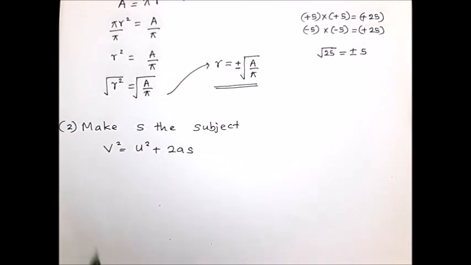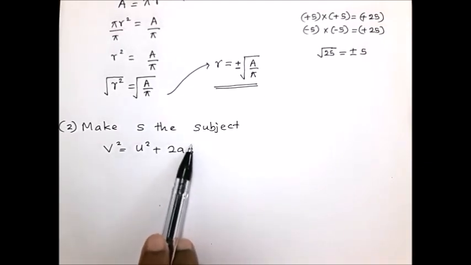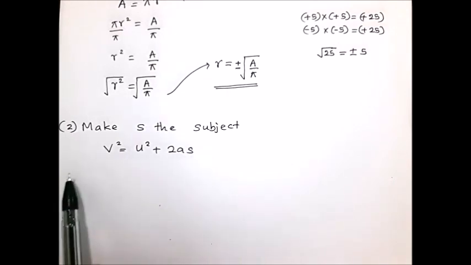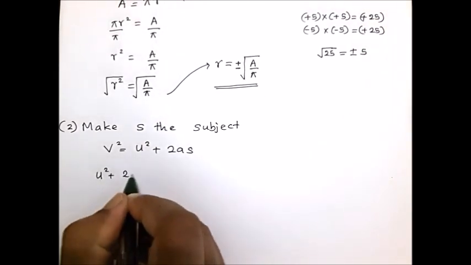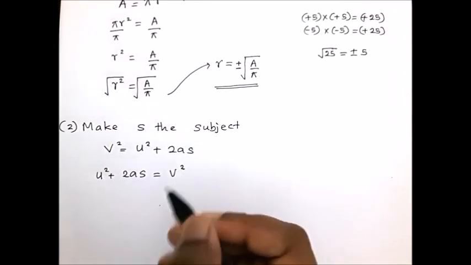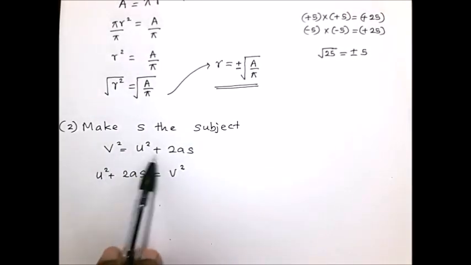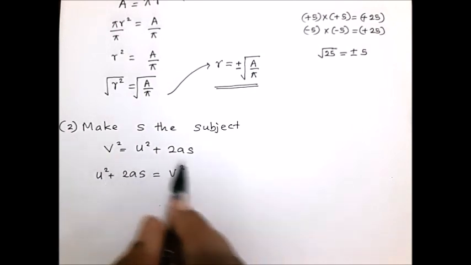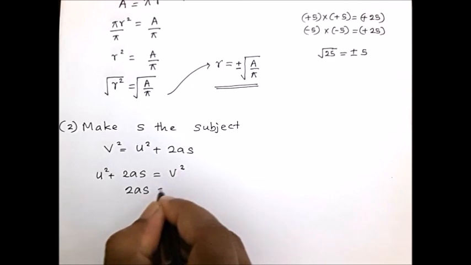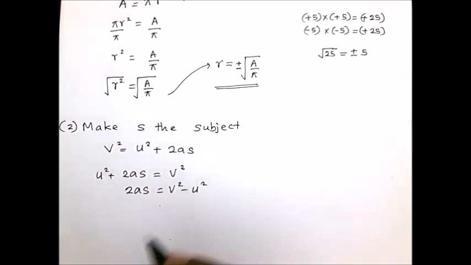Now look at second example. Make s the subject. V squared equal u squared plus 2as. You have to subject s. So first take this into left hand side. The term that you want to subject, take it into the left hand side. First I am going to change the sides of this equation. U squared plus 2as equal v squared. First remove plus u squared. Take it into the right hand side. It becomes minus u squared.